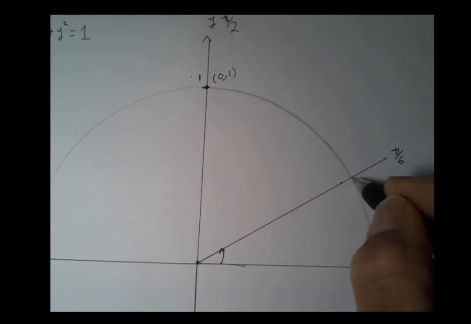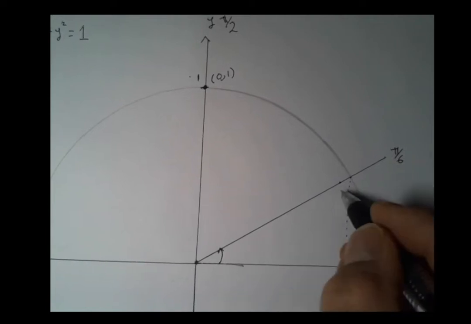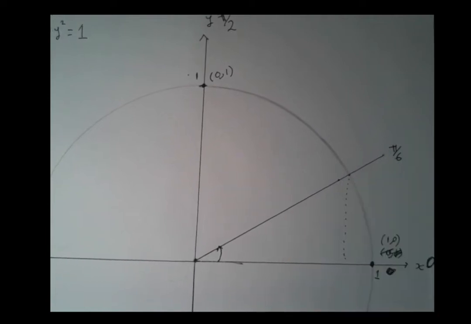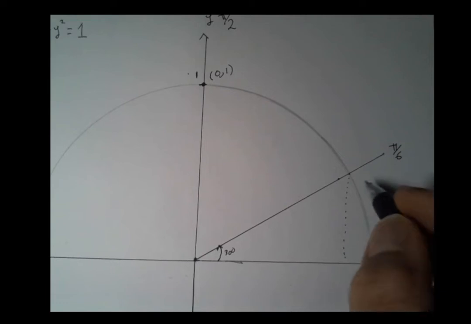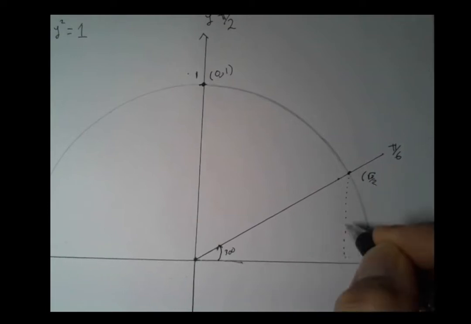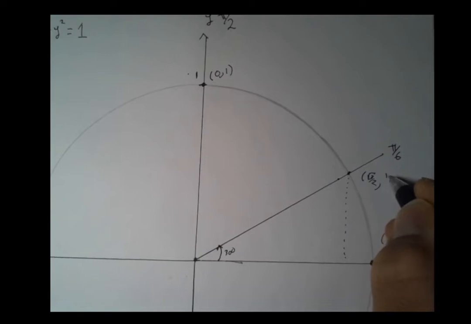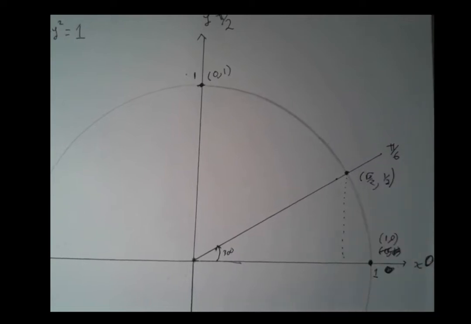If we recall from our special triangles, if this is 30, this is 60, so I should already know what the lengths of the sides are. If this is our 30 degrees, then this side over here is root 3 over 2, our x-coordinate, and our y-coordinate is 1/2. That comes from our 30, 60, 90 triangle.